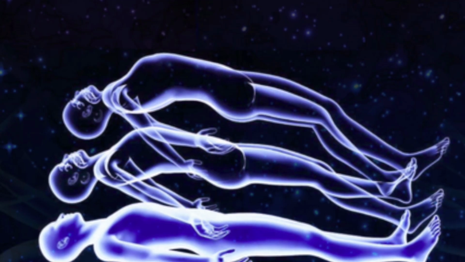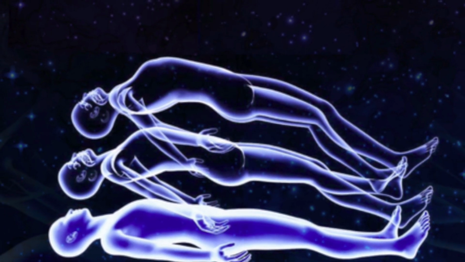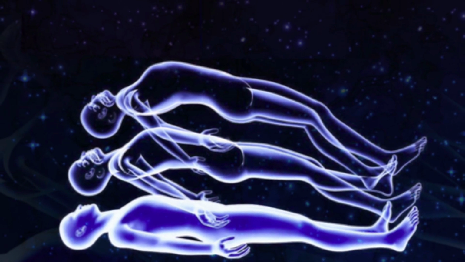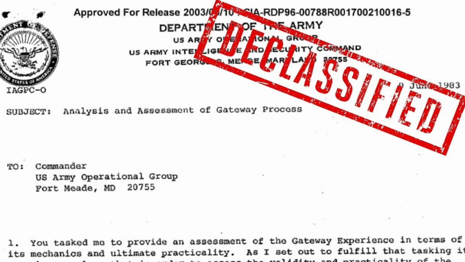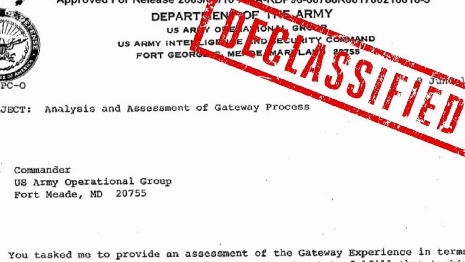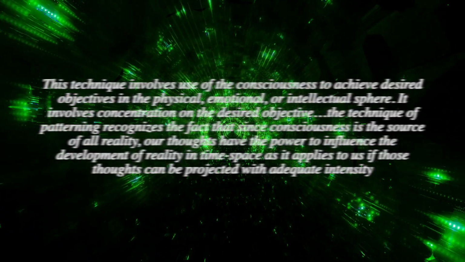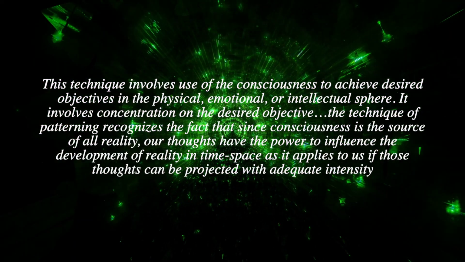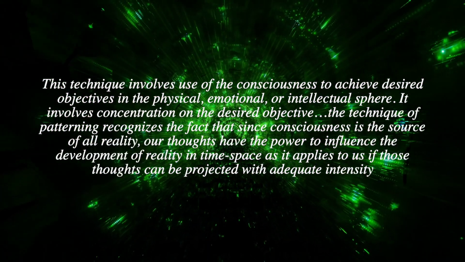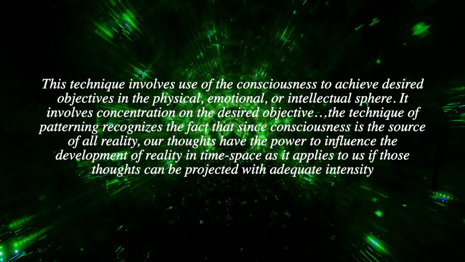The book also goes into astral projection and attempts to teach the reader how to achieve this and travel the universe in a light body. Now, a real fascinating thing the document goes into is what McDonald calls patterning. As it states, this technique involves use of the consciousness to achieve desired objectives in the physical, emotional, or intellectual sphere. It involves concentration on the desired objective.